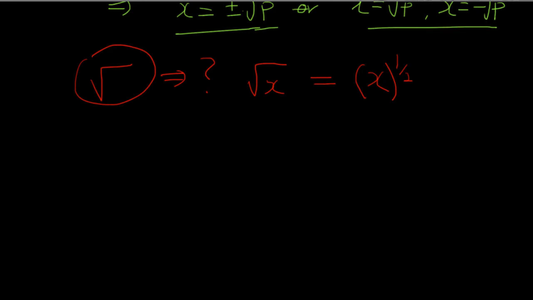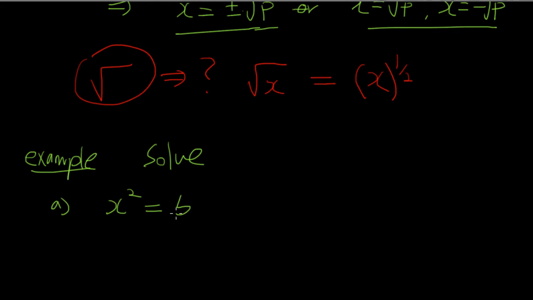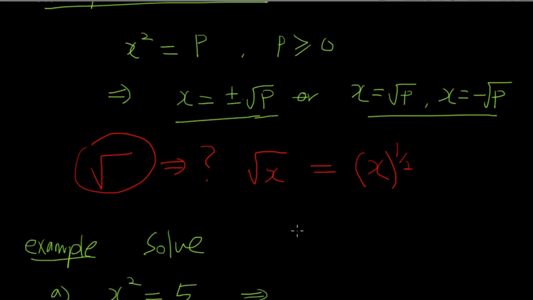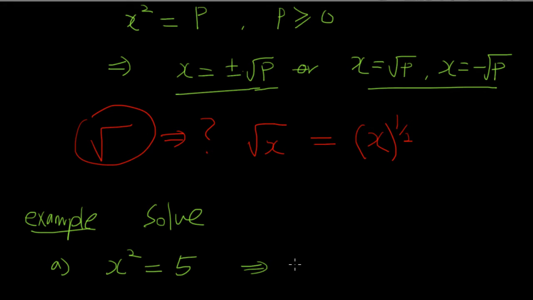Oops, I'm going to change the color. Solve. Let's say x squared equal 5. Oh, it's too easy, right? What's the answer? According to this, the answer should be what? x equal square root of 5 and x equal negative square root of 5.